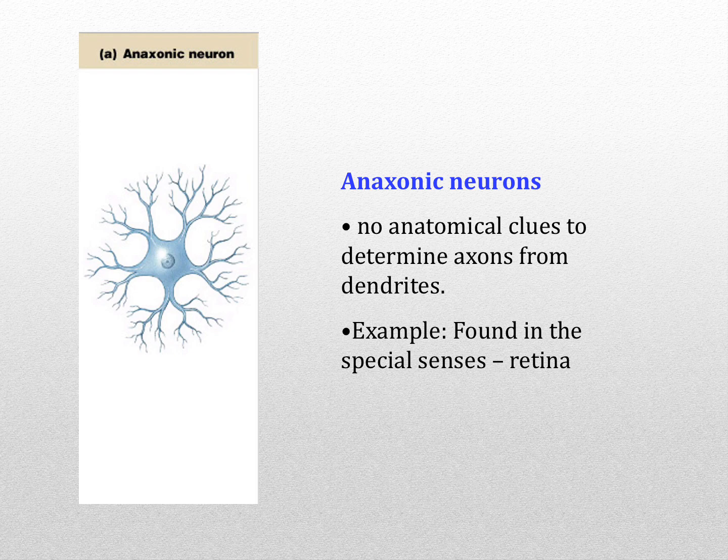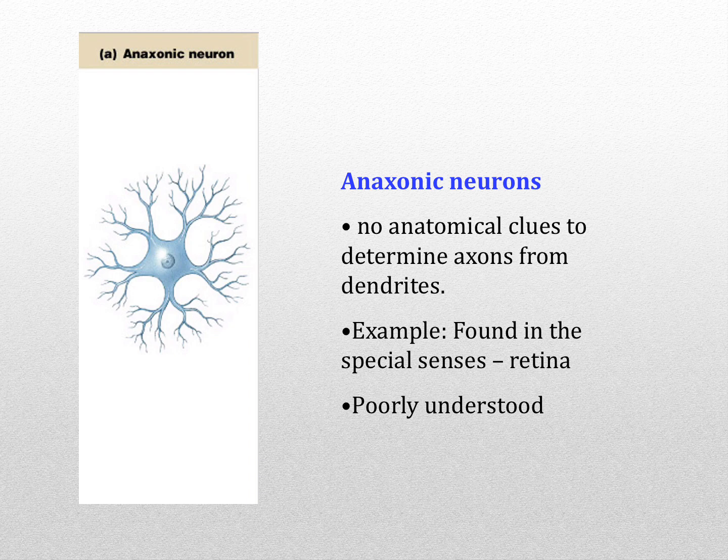This is the anaxonic neuron. When I first introduced it to you, I told you that this neuron looks as if it doesn't have any axon. It looks like it's all dendrites, but in actuality, we just can't discern the axon. So as the slide says, no anatomical clues to determine axons from dendrites. We don't know which is which. This is what it looks like, and that's why it is named the anaxonic neuron. So there are really axons there.